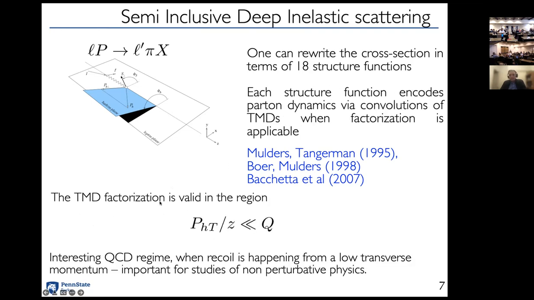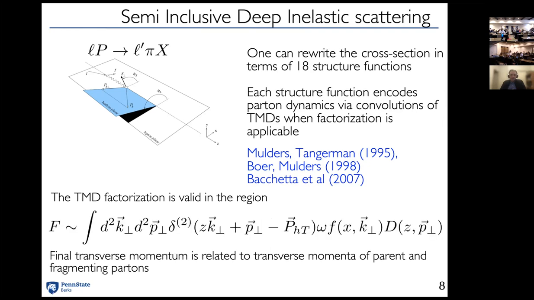And the TMD factorization is valid in a particular region. It is the region where P_T over z is much less than Q. This P_T over z is the q_T of the photon in the frame where the proton and the produced hadron are head to head. So it's an interesting QCD regime. Then recoil is actually happening from a low transverse momentum. So it's obviously a non-perturbative regime, very important for studies of non-perturbative physics and the non-perturbative content of the nucleon.